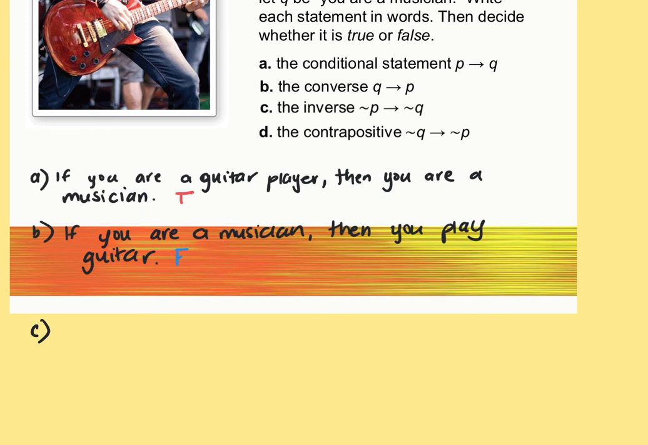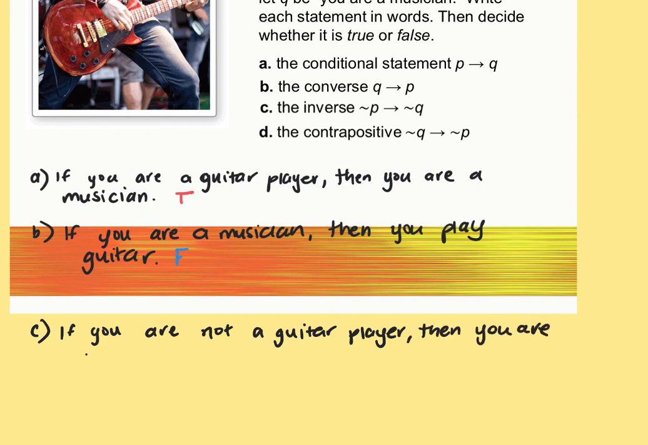C is the inverse. Which would be what? Good. If you are not a guitar player, then you are not a musician. Is that true? No. Just because you're not a guitar player doesn't mean you're not a musician, right? You could also play another instrument. Yeah.